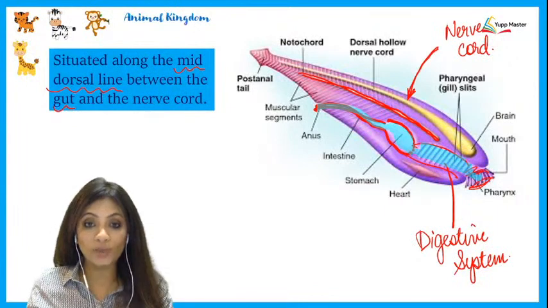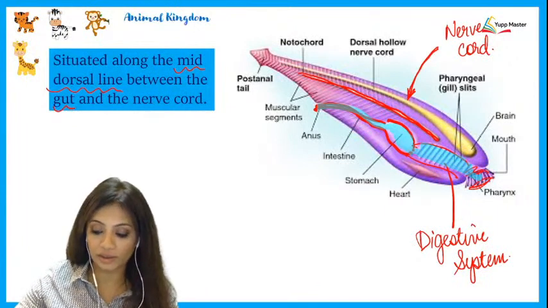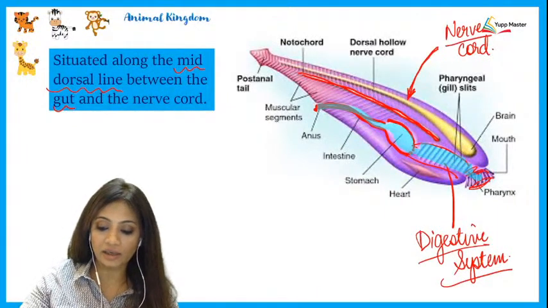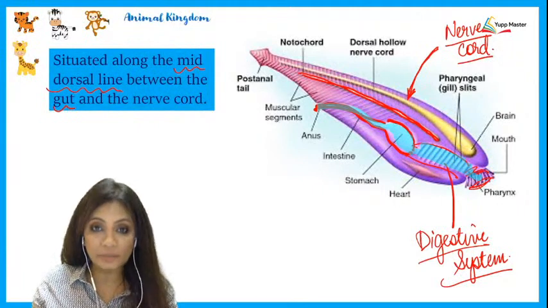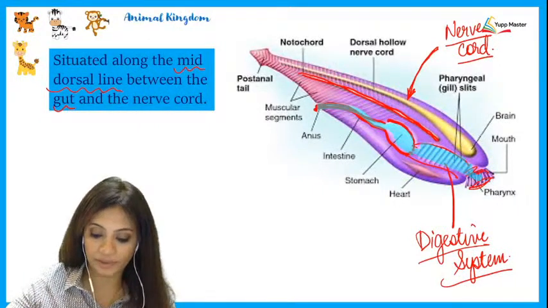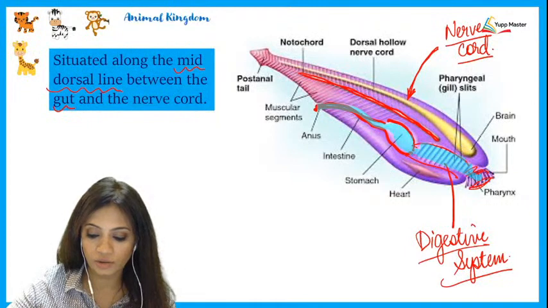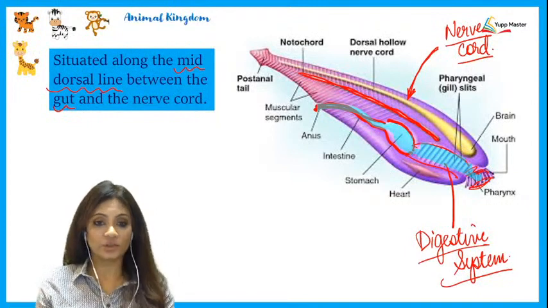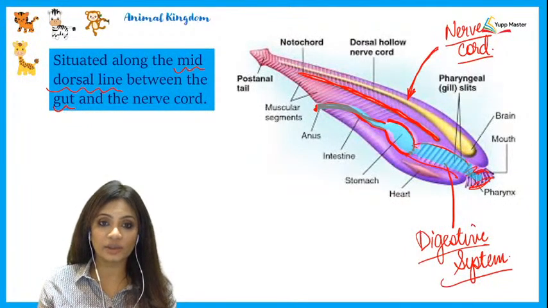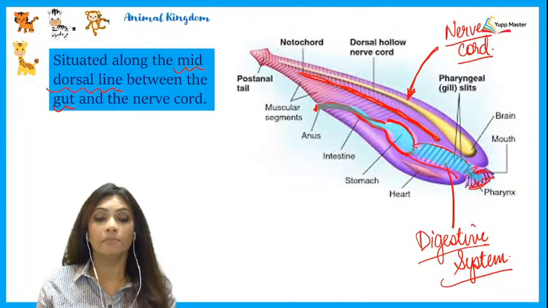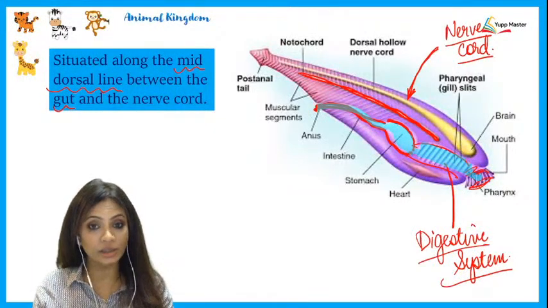Alright, so we have two structures, one the digestive system, second the nerve cord. Between both of those, there is the presence of this notochord here. So that's why it is said that the notochord is situated along the mid-dorsal line between the gut and the nerve cord. Okay, alright, let's continue.